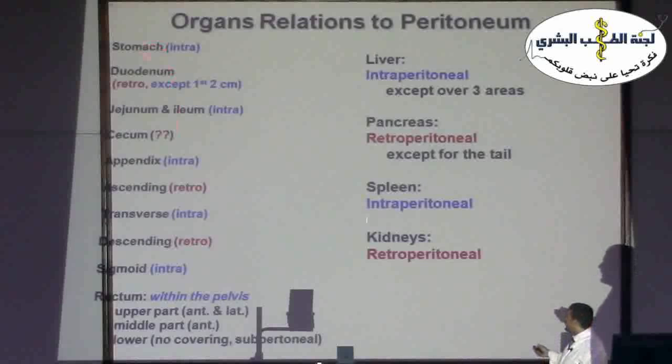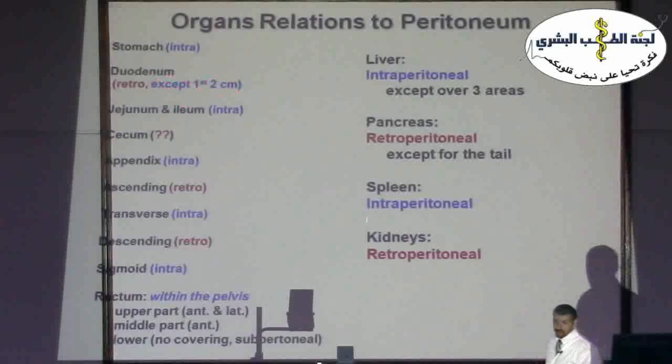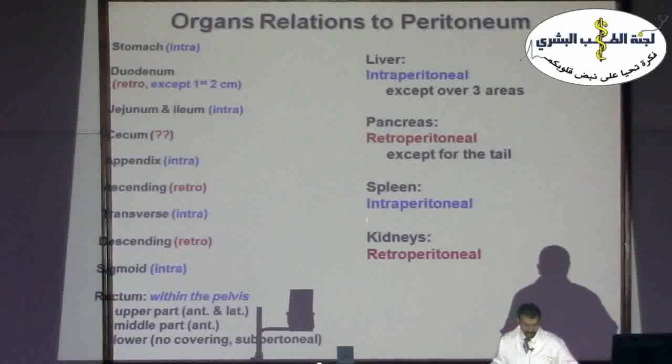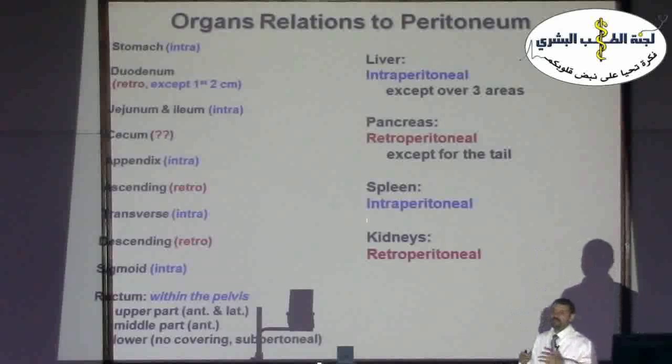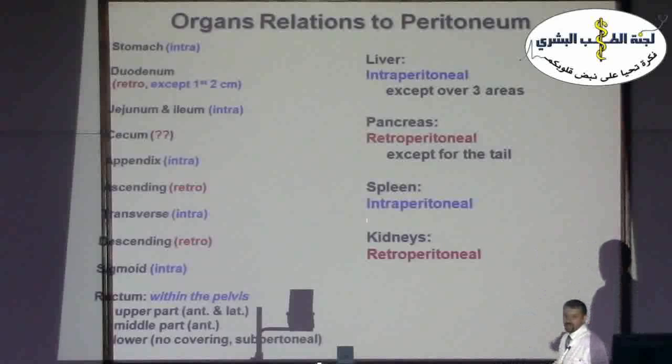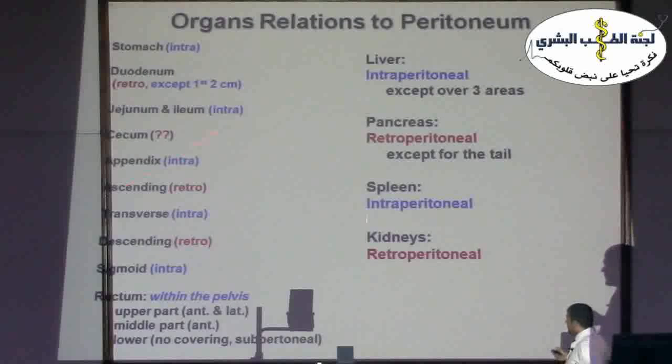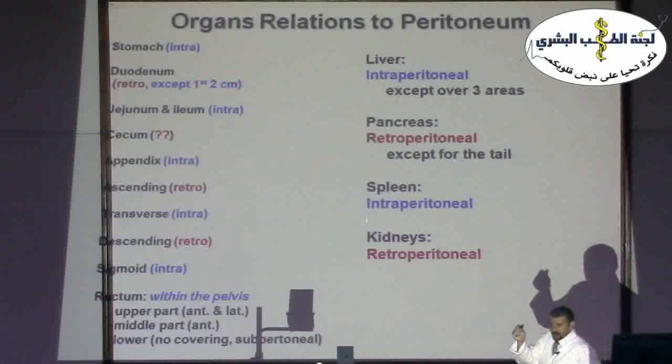Organs' relations to the peritoneum. In order, the stomach is surely intraperitoneal. Duodenum is retroperitoneal. Okay, except for the first 2 centimeters. It is a secondary retroperitoneal structure. Now, there are primary and secondary retroperitoneal structures. What's the difference between primary and secondary retroperitoneal structures? Duodenum is a secondary retroperitoneal structure except the first 2 centimeters.